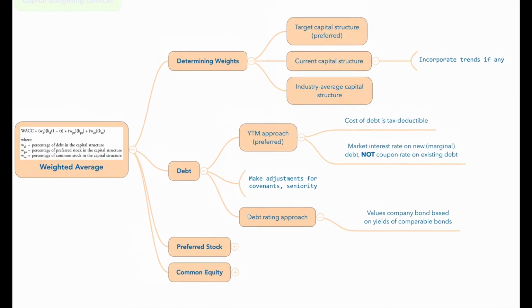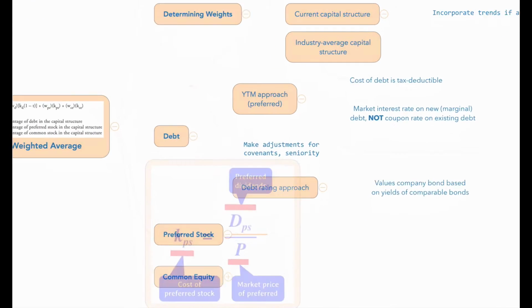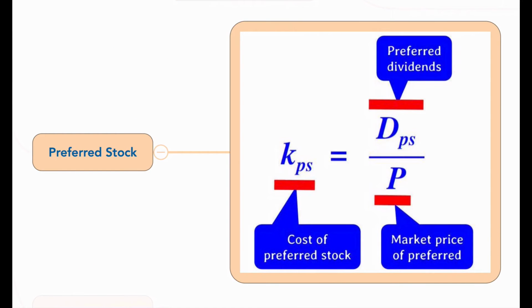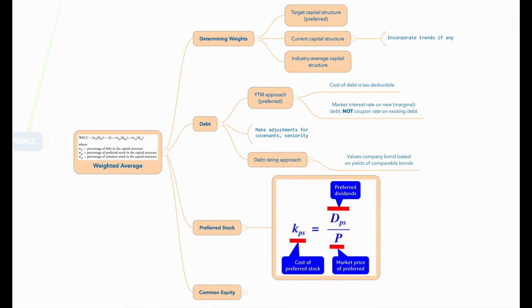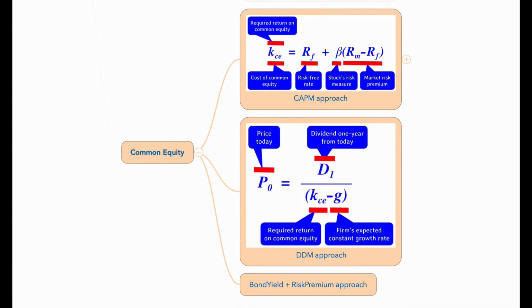The cost of preferred stock, KPS, is DPS over P, where DPS are preferred dividends and P is the market price of preferred stock. The cost of equity capital, or KCE, is the required rate of return on the firm's common stock. This can in turn be estimated in one of three possible ways.